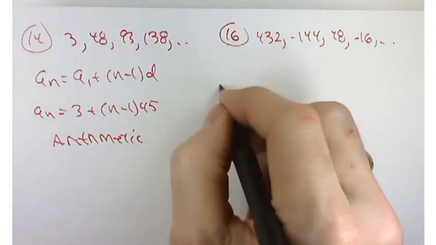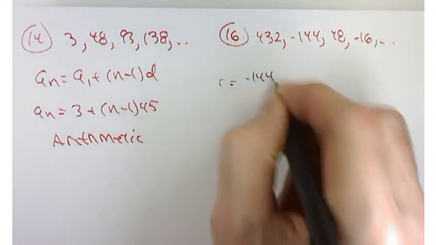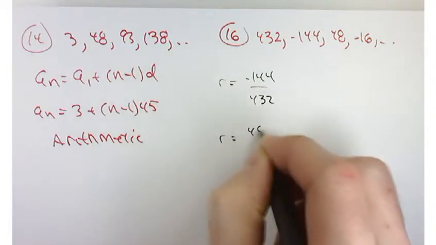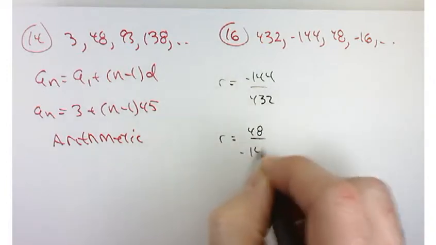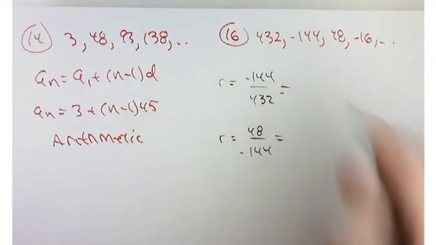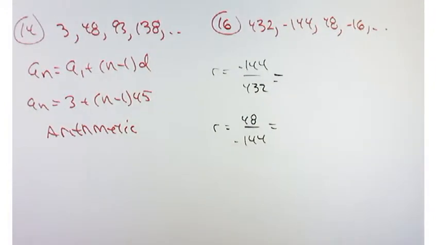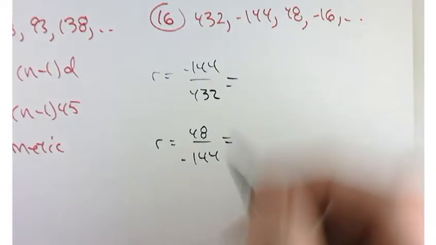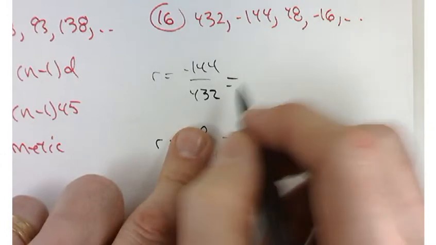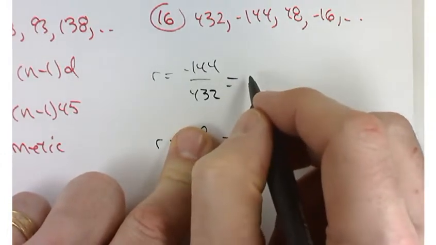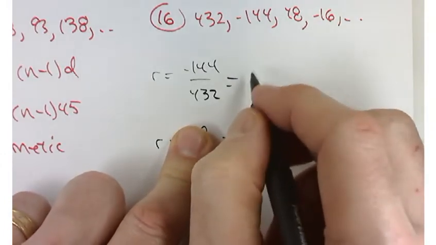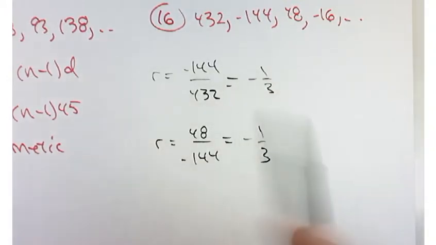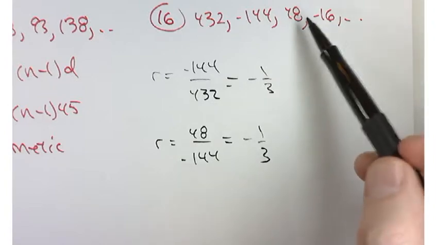Let's take a look at adjacent terms. -144 divided by 432, or 48 divided by -144. You can take out your calculator and work on these if you want. You should get the same decimal value for each of these, -0.333333. Thank you, -1/3. -1/3.